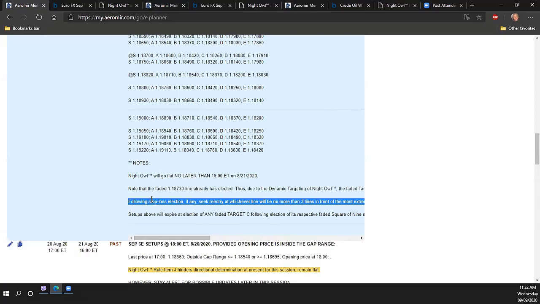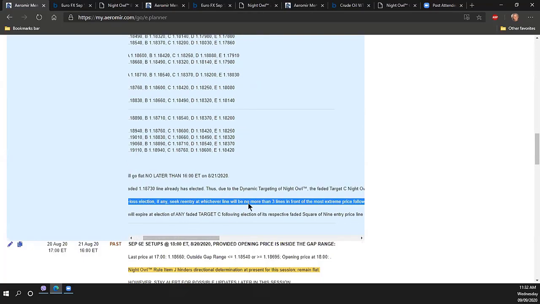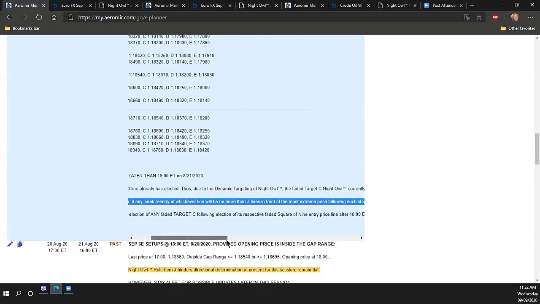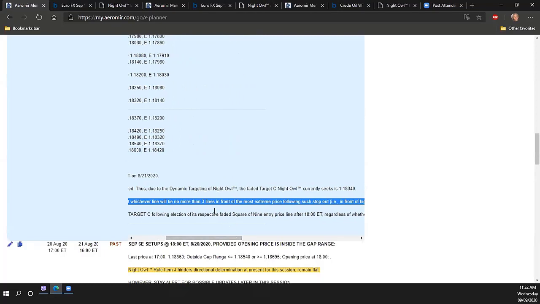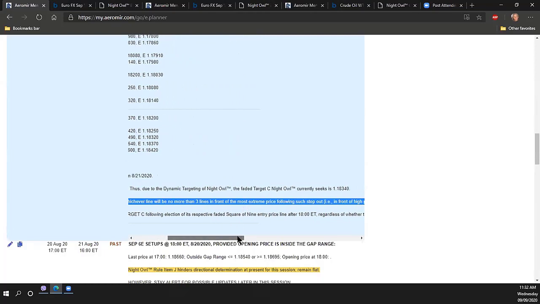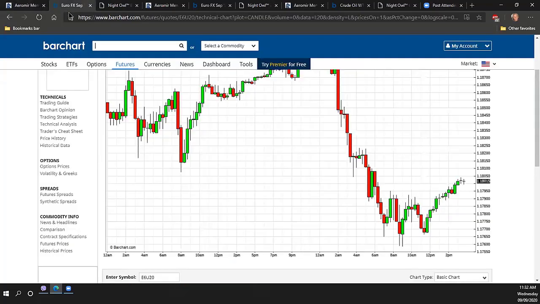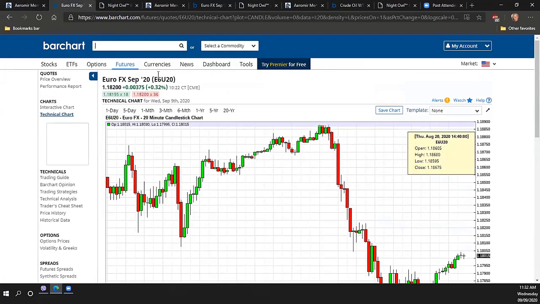So I have this little note every night in the post that tells you if you want to seek a re-entry, seek your re-entry no more than 3 lines beyond wherever market ultimately peaked or troughed, depending on whether it's going up or down. What does that mean? Well, we'll go back to here. Remember, we had 2 stops.